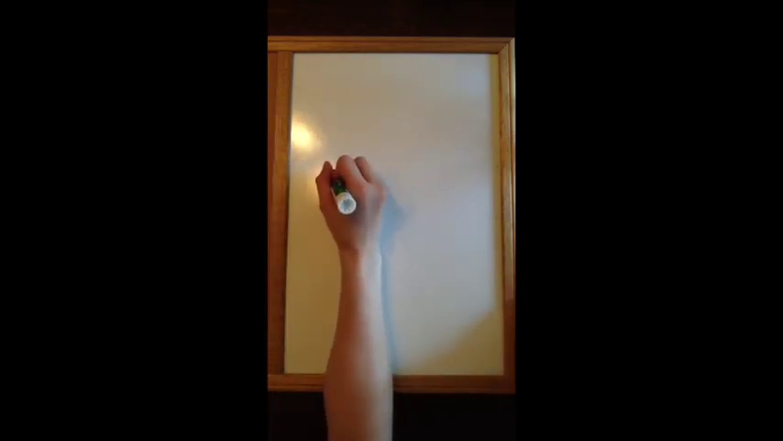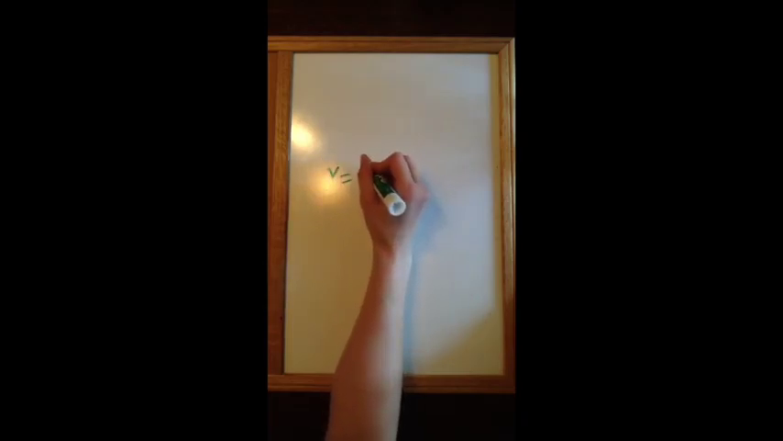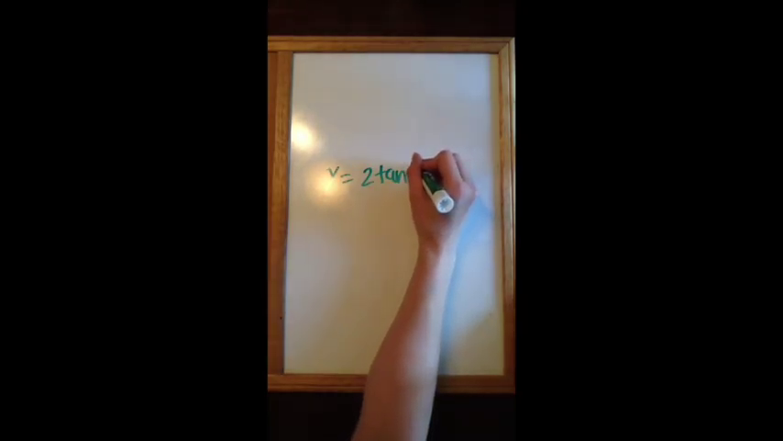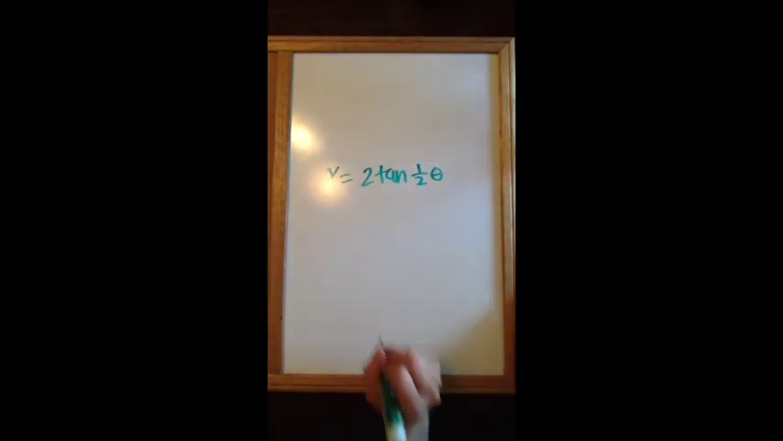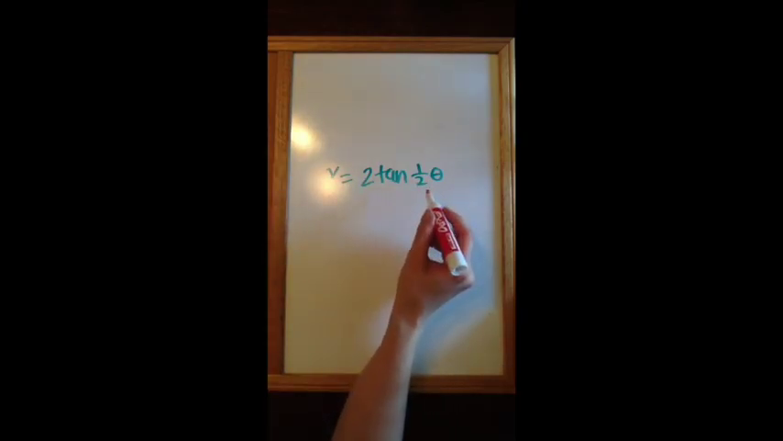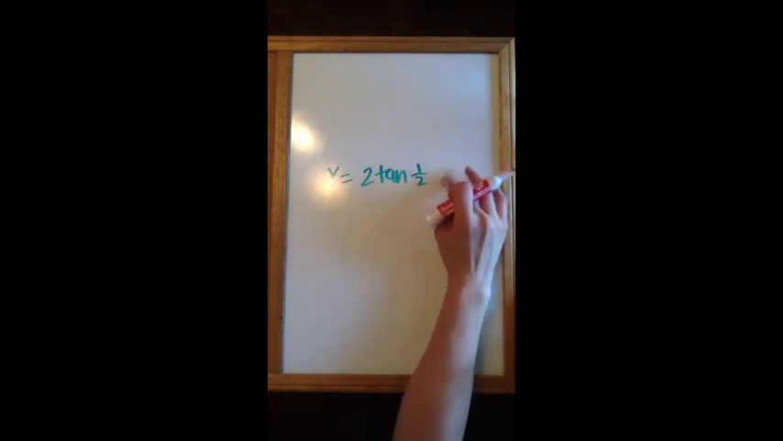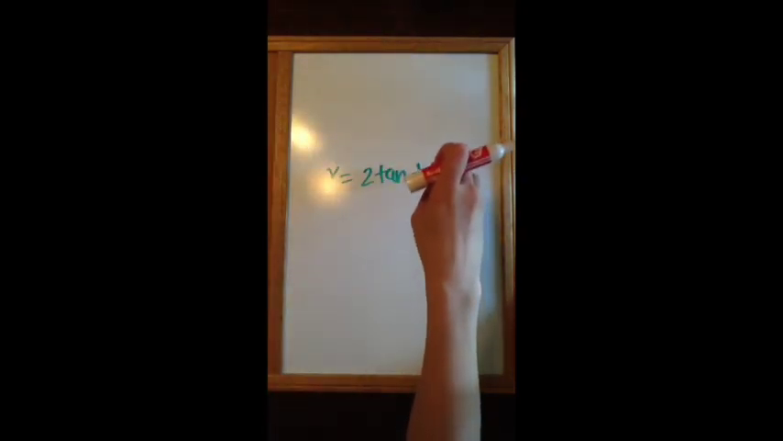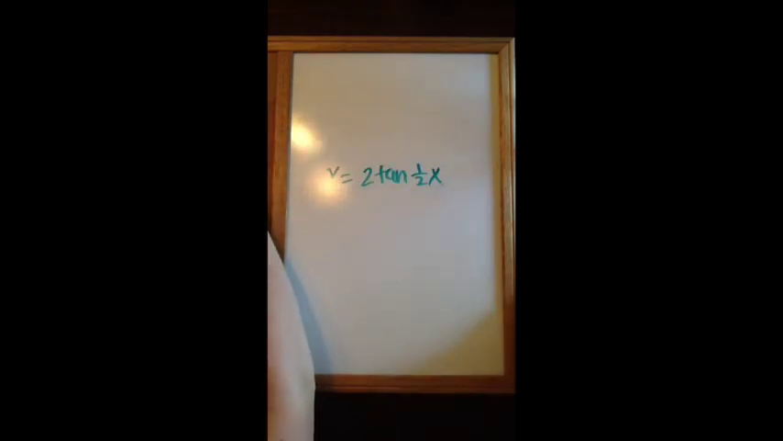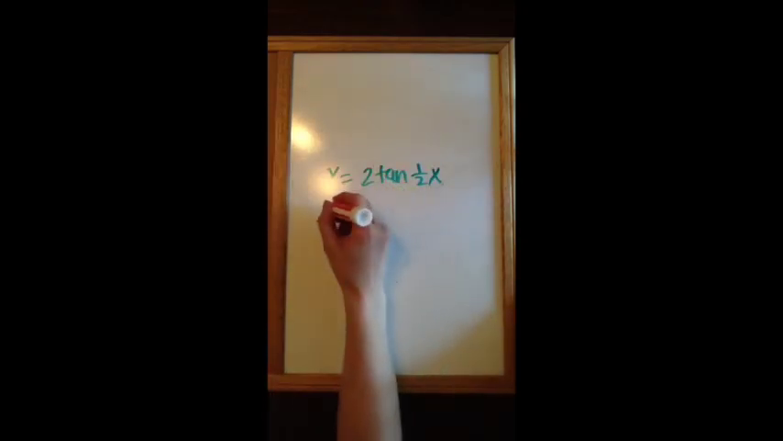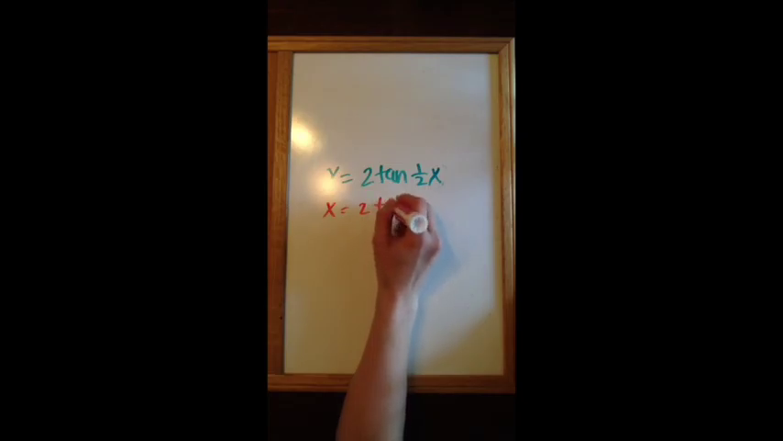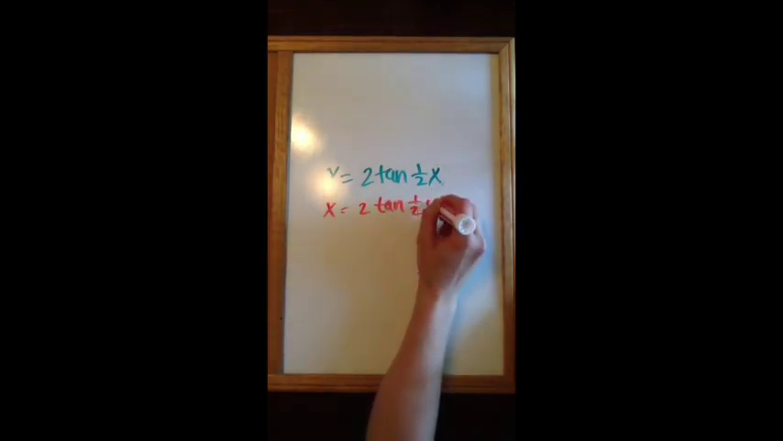If I have y equals 2 tangent 1/2 theta, I'm going to start by switching x and y. Let's do this one as x since I haven't done an x yet. So let's switch x and y. So I have x equals 2 tangent 1/2 y.